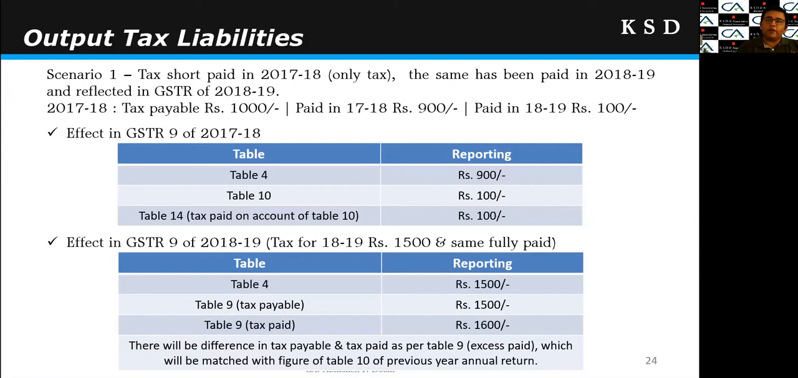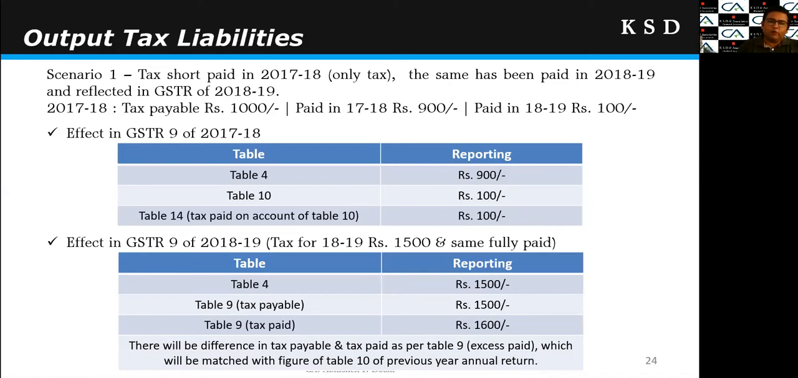And then there was table 14. Table 14 was mainly for the tax payment details on account of table 10 and 11. So again, we have paid tax in the next year, so in table 14 also there will be 100 rupees reporting. Mostly all people must have done the reporting in such a manner. Some may have preferred some other reporting, but this is the ideal way of reporting and we will discuss it in this session only. So this is the effect in the 17-18 GSTR 9. Then how will we reflect the same in the GSTR 9 of 18-19?